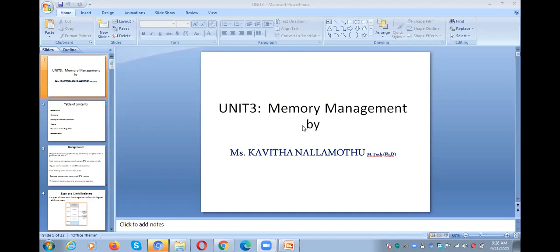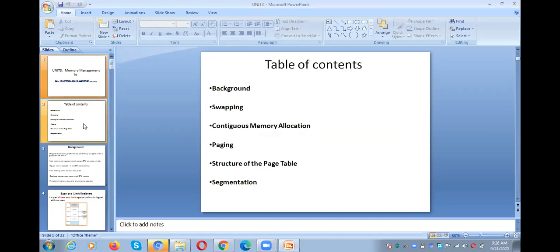Memory management, right? Under memory management, these are the table of contents we are going to handle. The first one is the background, which is the introduction to memory management. And then we need to go for swapping.